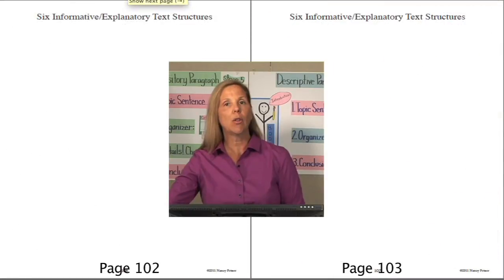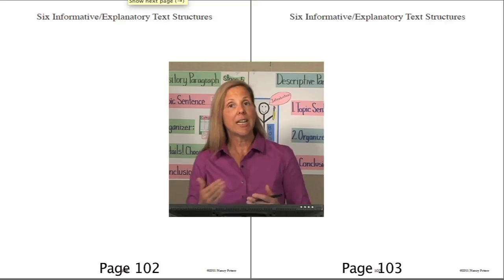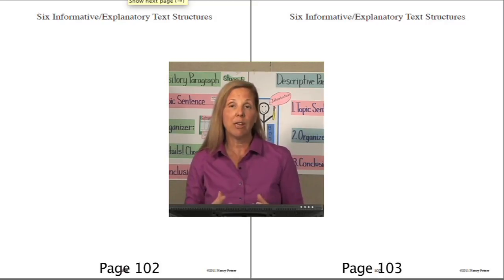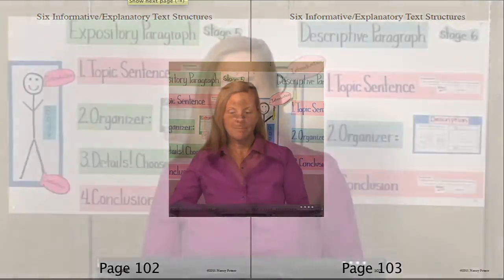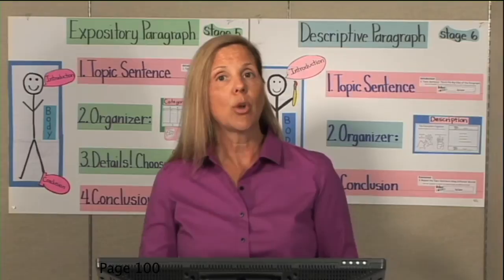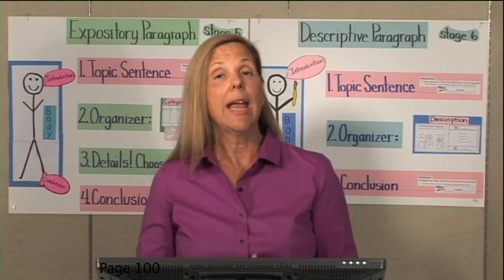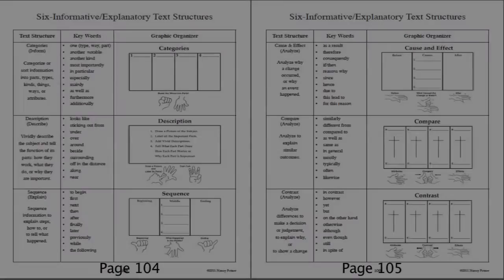We will draw out the 6 text structures. But before we go there, I want to walk you through this chapter so that you can see how all the different text structures and parts of informative explanatory text have been put together in this chapter so you can use it as a reference. Now let's go through this chapter so I can show you all the different pages and the organizers. Let's turn to the next page.